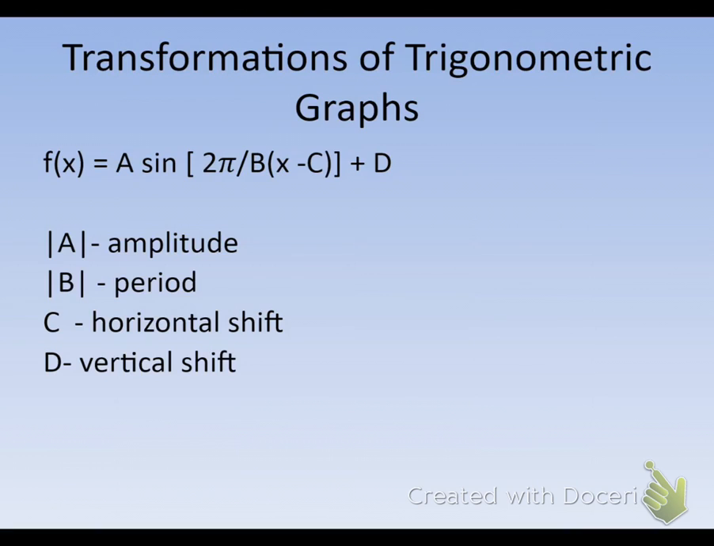So transformation of trig functions, trigonometric functions, f of x equals a sine of 2 pi over b, which then times the quantity x minus c, plus d. So here on your paper, I forgot that in bracket. You should add that in, as I added into mine. Again, the absolute value of a is your amplitude. The b you have to find by using that 2 pi over b here. C is your horizontal shift, and d is your vertical shift. Some of this is slightly different than regular transformations, but obviously some of it's very similar.